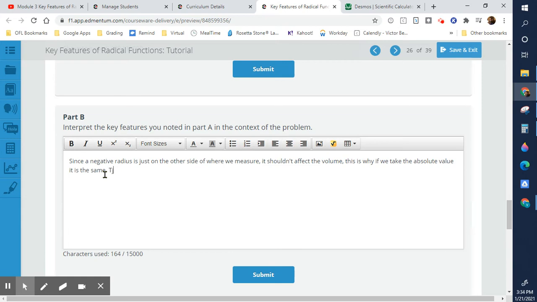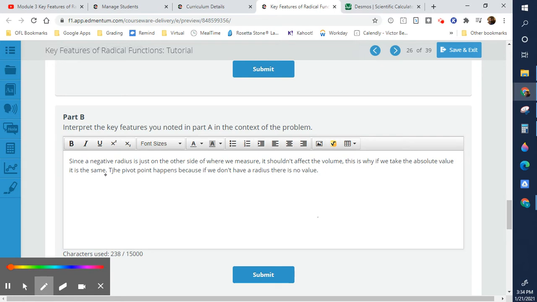The pivot point happens because if we don't have a radius, there is no volume. So that pretty much describes most of it, right?